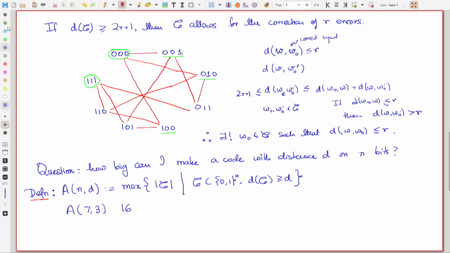Yes, Hamming provided a code of size 16, right. So it is possible that you may provide me a code of size 17. Then that would end up making A(7, 3) equal to 17. But this is a small enough example that you can verify that it is actually 16, that you cannot find a code with more than 16 elements.